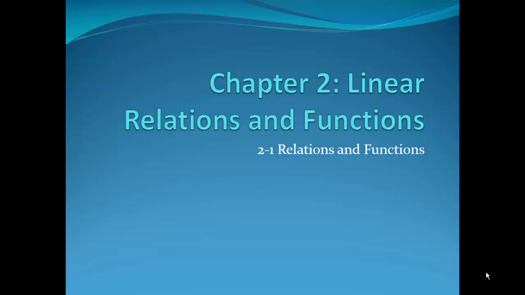Section 1 of Chapter 2 is called Relations and Functions. Some of this you have seen before, however, so there's some new vocab words that are new for Algebra 2 that I want to bring up to you. Make sure you have your note sheet with you, available to take down some of these notes, as well as do some of the practice problems that I do with you and leave time for you to do on your own.